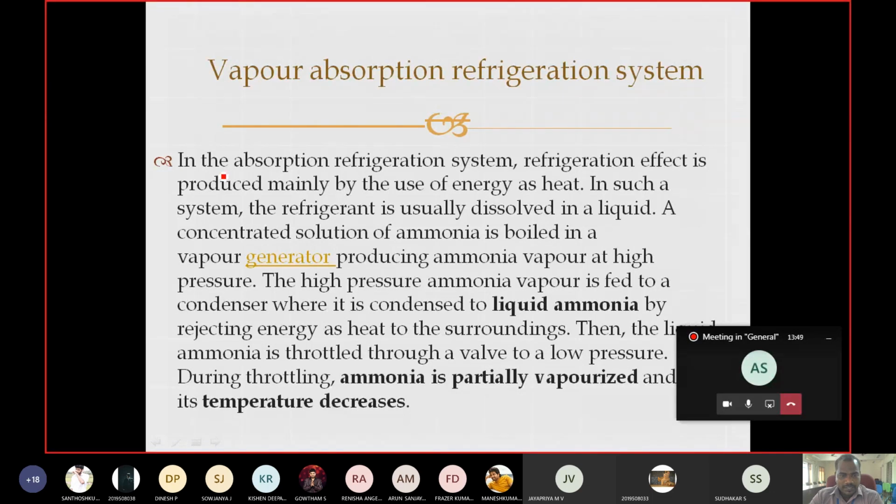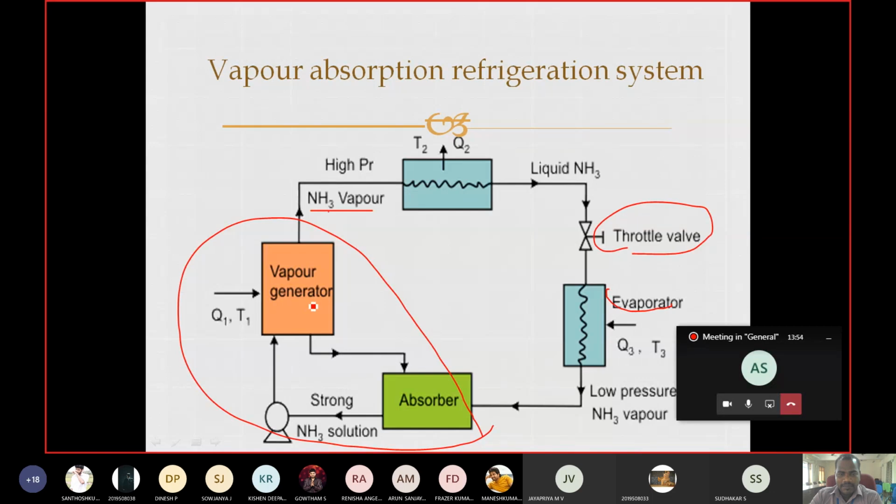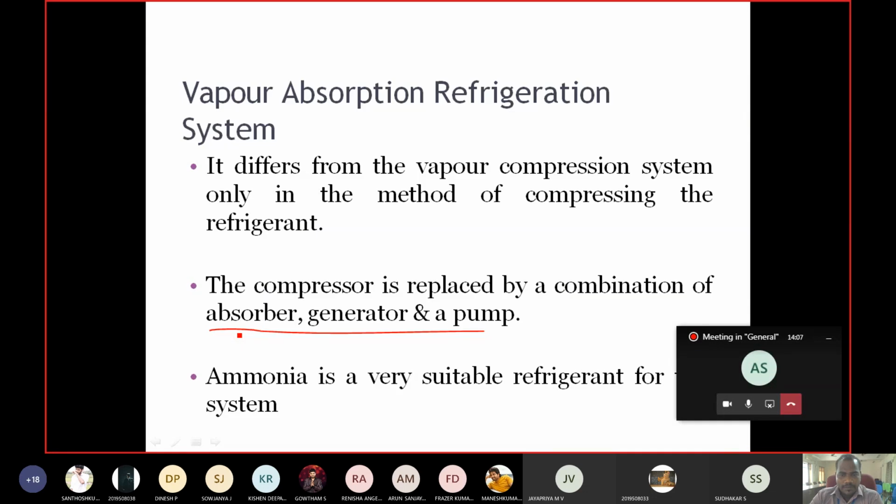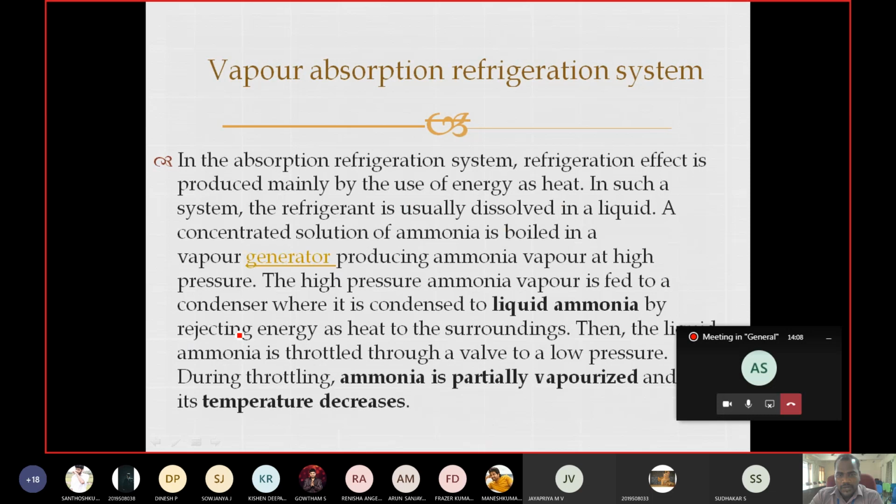So if you see in the vapor generator, the ammonia mixed in the water is taken as a medium, and if that is heated with the heat source, we are able to produce the high pressure ammonia vapor, right? So that can be used for the refrigeration purpose. So the high pressure ammonia vapor is fed to a condenser where it is condensed to a liquid ammonia by rejecting energy as heat, so heat to the surrounding.